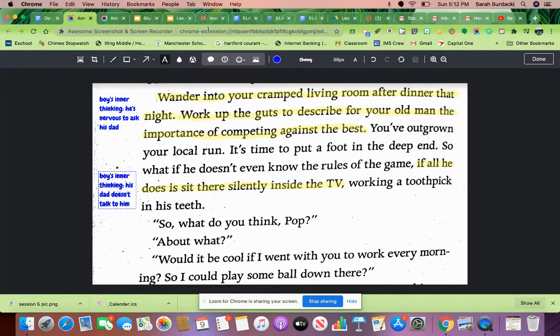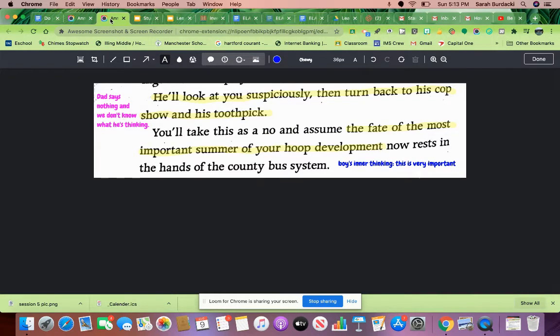Wander into your cramped living room after dinner that night. Work up the guts to describe for your old man the importance of competing against the best. You've outgrown your local run. It's time to put a foot in the deep end. So what if he doesn't even know the rules of the game? If all he does is sit there silently inside the TV, working a toothpick in his teeth? So what you think, Pop? About what? Would it be cool if I went with you to work every morning so I could play some ball down there? He'll look at you suspiciously, then turn back to his cop show and his toothpick. You'll take this as a no and assume the fate of the most important summer of your hoop development now rests in the hands of the county bus system.